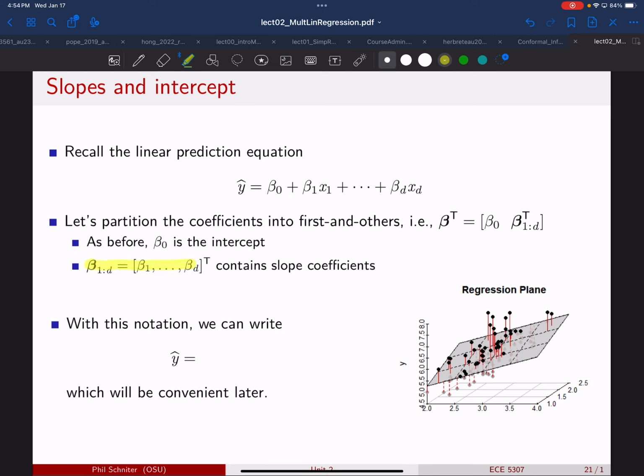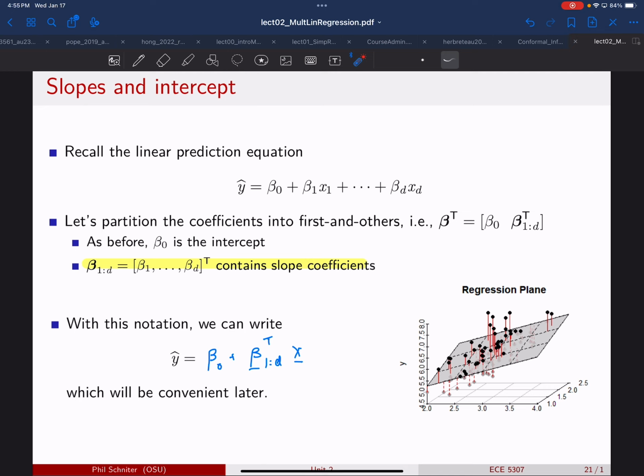So that's what's new here. And with this notation that we've just developed, we can write y hat a little bit differently. We can write y hat as beta 0 plus this new vector, beta 1 through d transpose, times our x vector. So now you can see how this new vector operates directly on the x vector, whereas the first one is just like an offset.